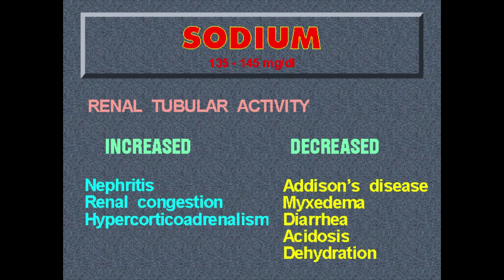Conditions which result in a loss of sodium, such as dehydration and diarrhea, or disorders of metabolism as seen in acidosis and myxedema, will exhibit low serum sodium. Of course, a decreased sodium is classic in Addison's disease or Addison syndrome.